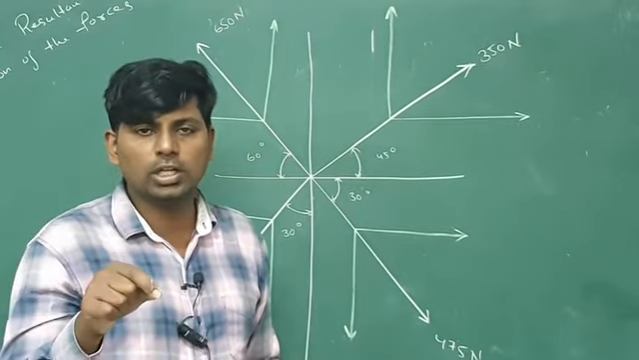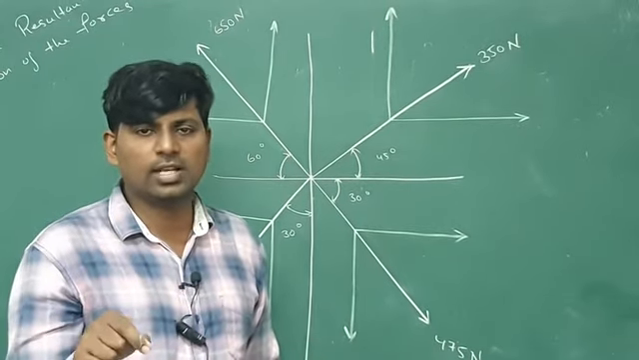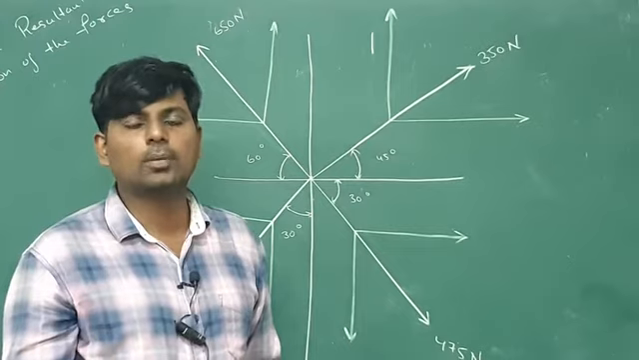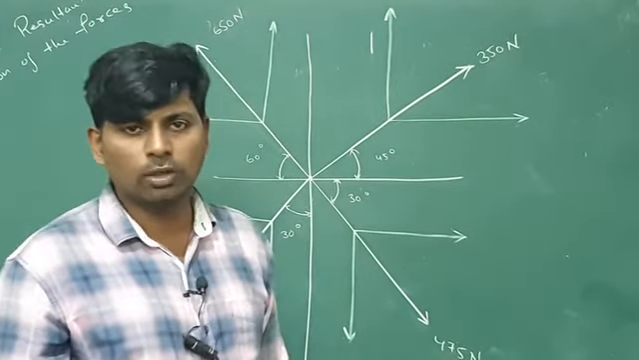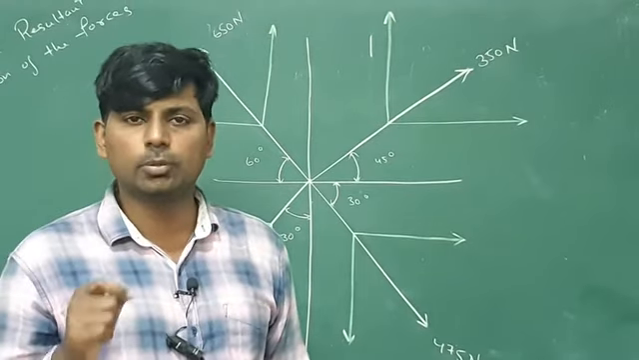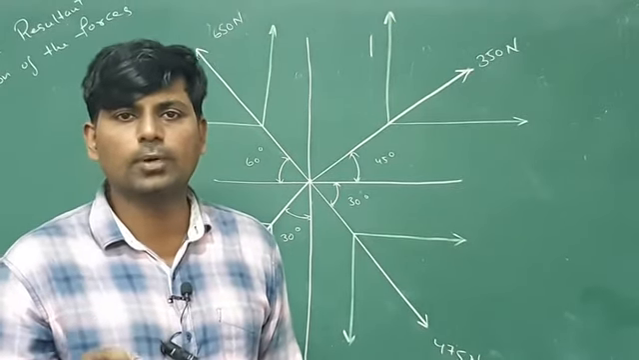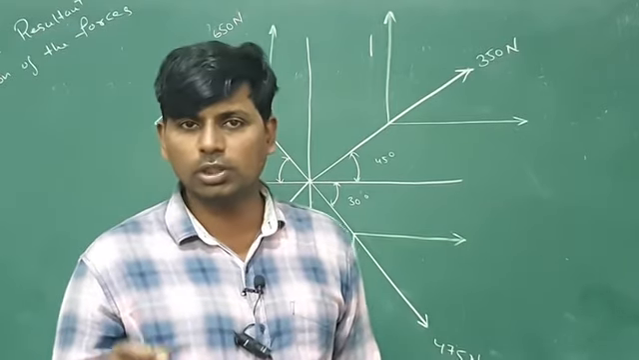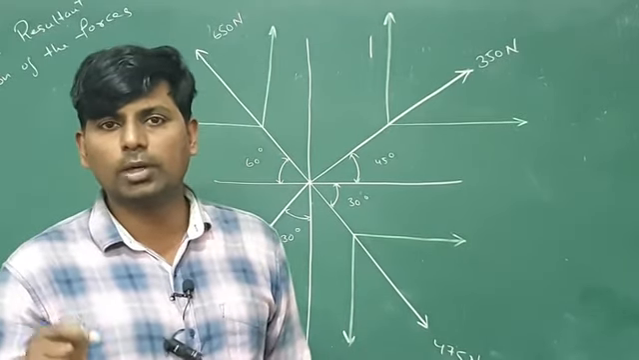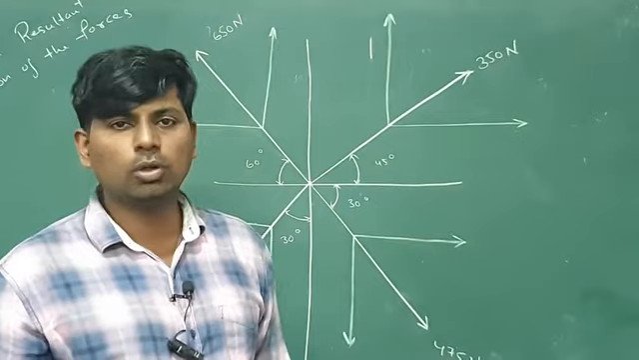Depending upon which quadrant it is lying in, you have to resolve into horizontal and vertical components. Suppose it is lying in the first quadrant: forward, upward. Second quadrant: upward, backward. Third quadrant: backward, downward. Fourth quadrant: forward and downward. Like this you have to remember.